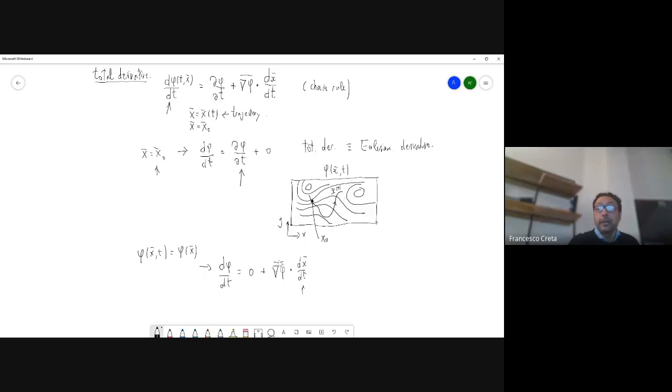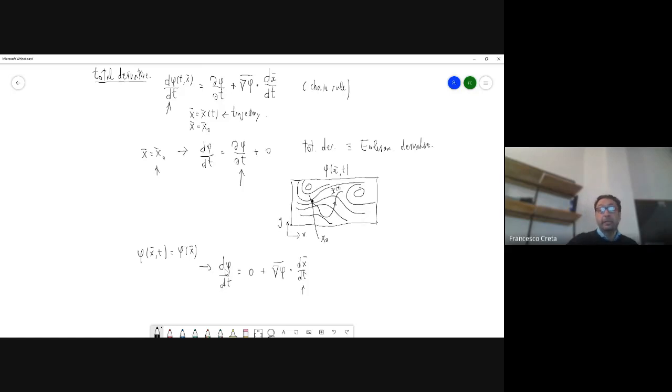So clearly, there are two reasons why phi should change in time. I'm moving around, I'm running around, and I'm crossing these lines. So the greater the slope, the greater the gradient, the greater the rate of change, clearly. But also, the faster I move, so dx by dt, the greater the change.